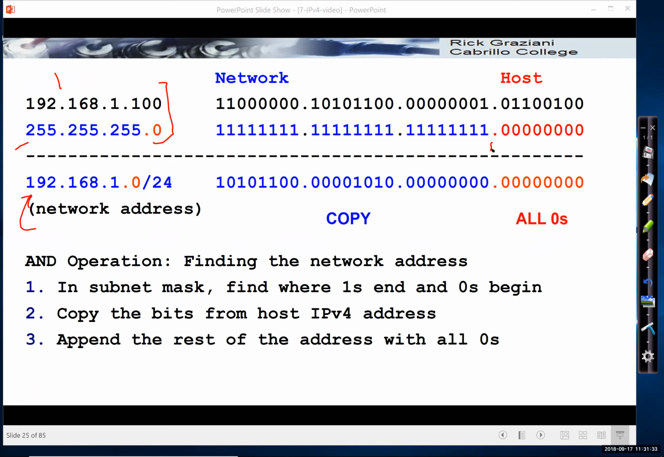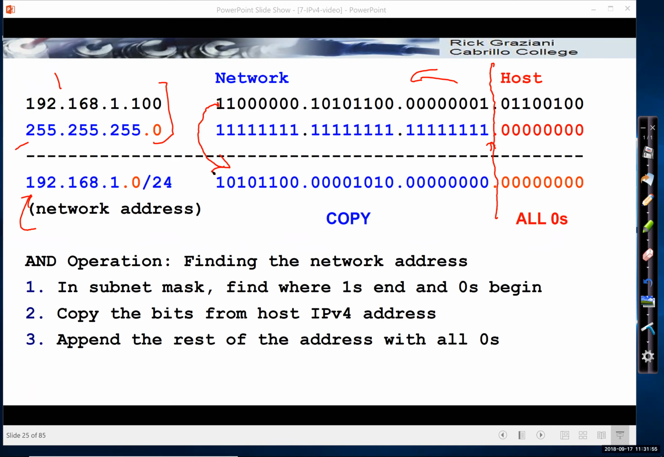Find the subnet mask and find where the 1s end and the 0s begin. Right there. Then I'm going to just draw a line down here. There we go. So everything to the left of the line has 1s in the subnet mask. So all we have to do is copy all these bits down here.